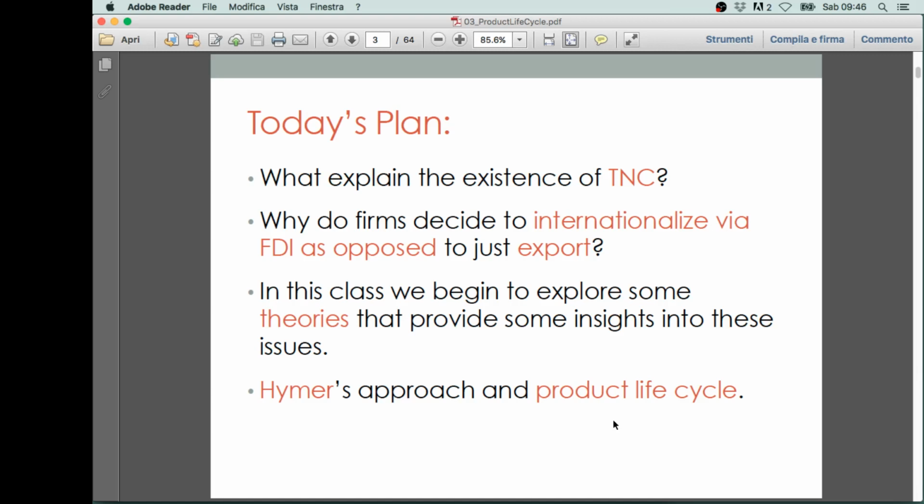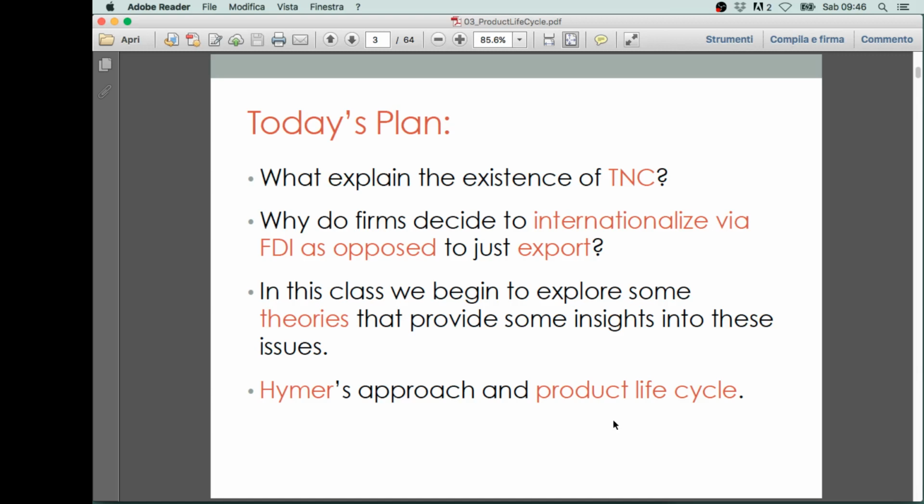In particular, the key question can also be stated in terms of why do firms decide at a certain point to internationalize their business via foreign direct investments as opposed to just export, which, as we know, is the most common way of doing business at the international level. So what is it that makes a company willing to use FDI rather than export, and which implies what is it that makes a company at a certain point willing to become a multinational company?